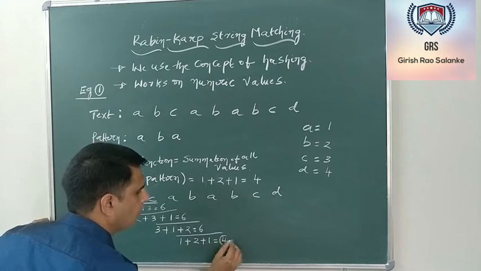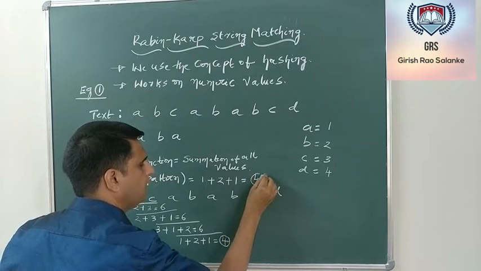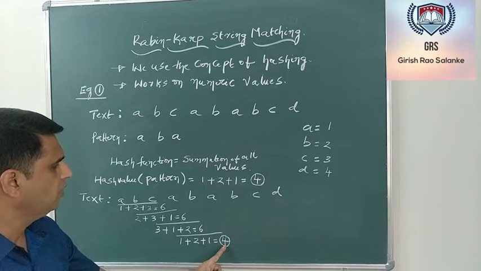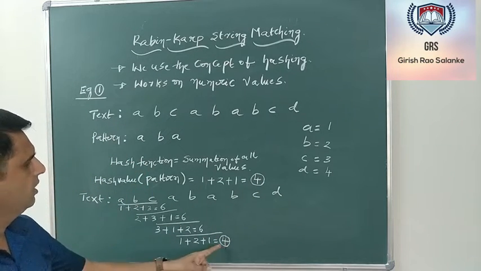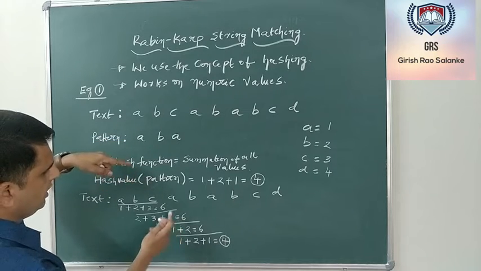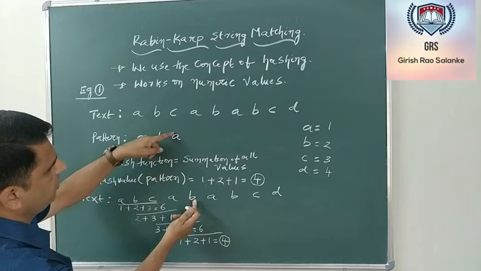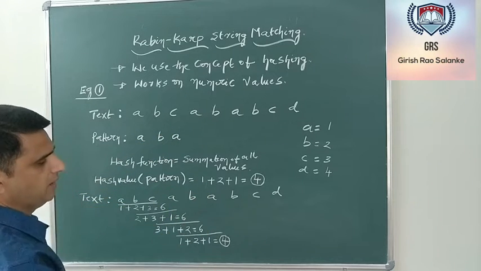Compare this 4 with 4. Now the hash values are matching. Now if the hash values are matching, you need to do the character comparison. So you need to compare A with A, this matches. You need to compare B with B, this matches. You need to compare A with A, this matches.